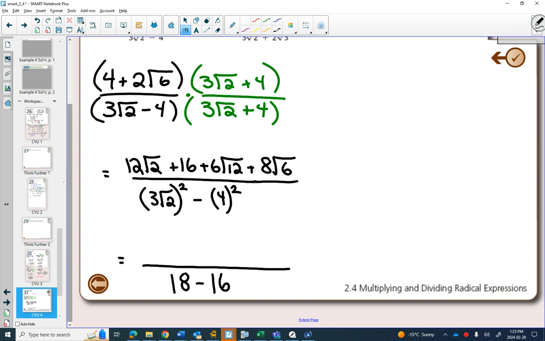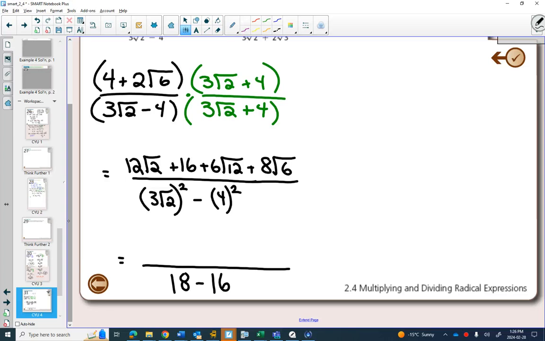Would we need the absolute value bars? You wouldn't need to, because when you square 2 you get 4, and then you square root 4, you just get 2, and it's positive already. The fact that I wrote 18 as a positive number: we only need the absolute value bars when it's a variable and we don't know what that variable could be. But when it's a number, we don't need the absolute value because you just write the positive value down. Good question. So now, on the top, do I have any like terms?